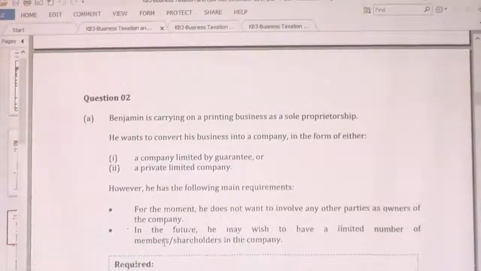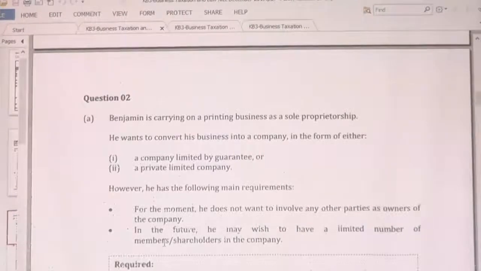Now, if you go back to the question, it is very clear that at the moment he is running a sole proprietorship. Something similar to what Solomon was running his shoe business in that case. But now he wants to convert his business into a company. Likewise, Solomon, who also wanted to convert his company. But here, in the form of either a company limited by guarantee or a private limited company. However, he has the following main requirements.